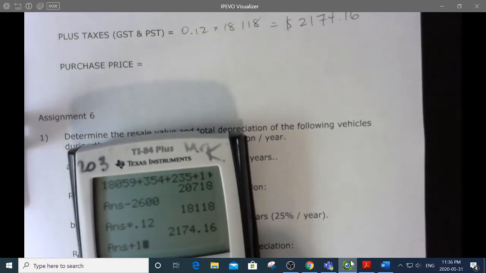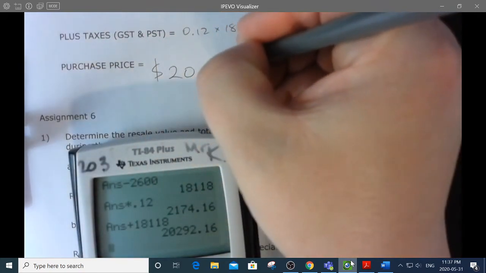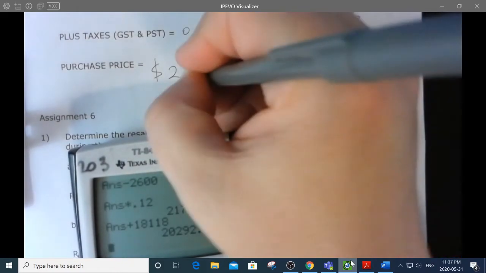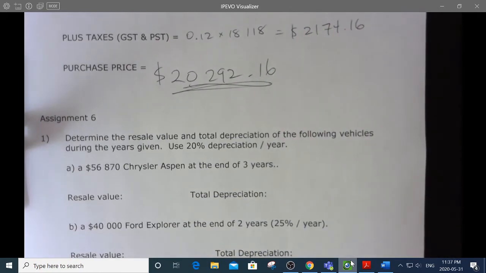So that takes us to a grand purchase price total of this plus the $18,118. And that gives us a total purchasing price of $20,292.16. And that is how we get the answers to your homework.